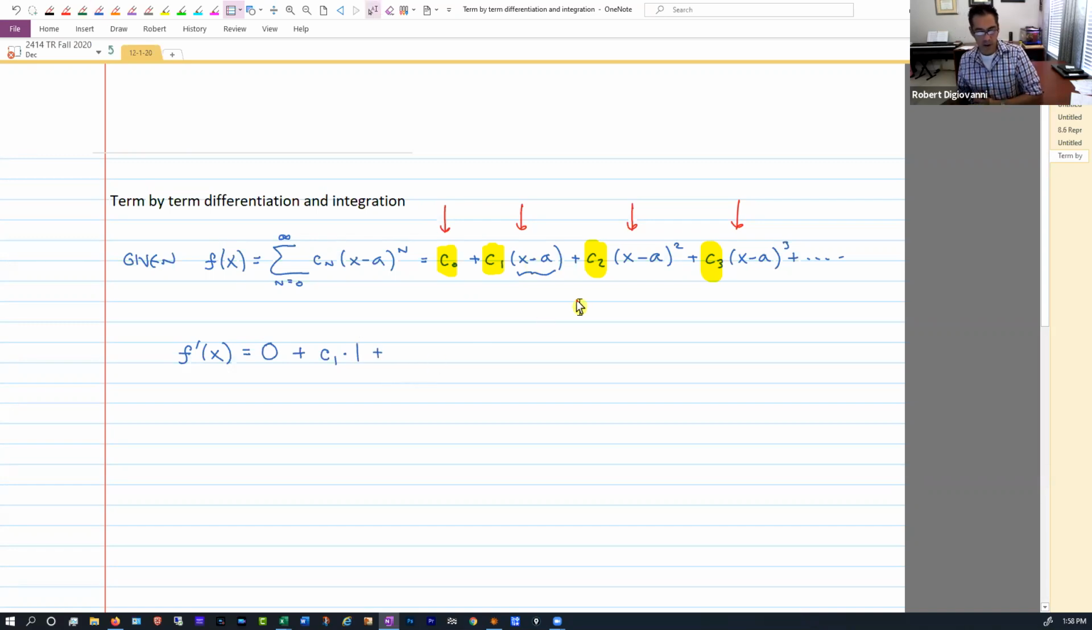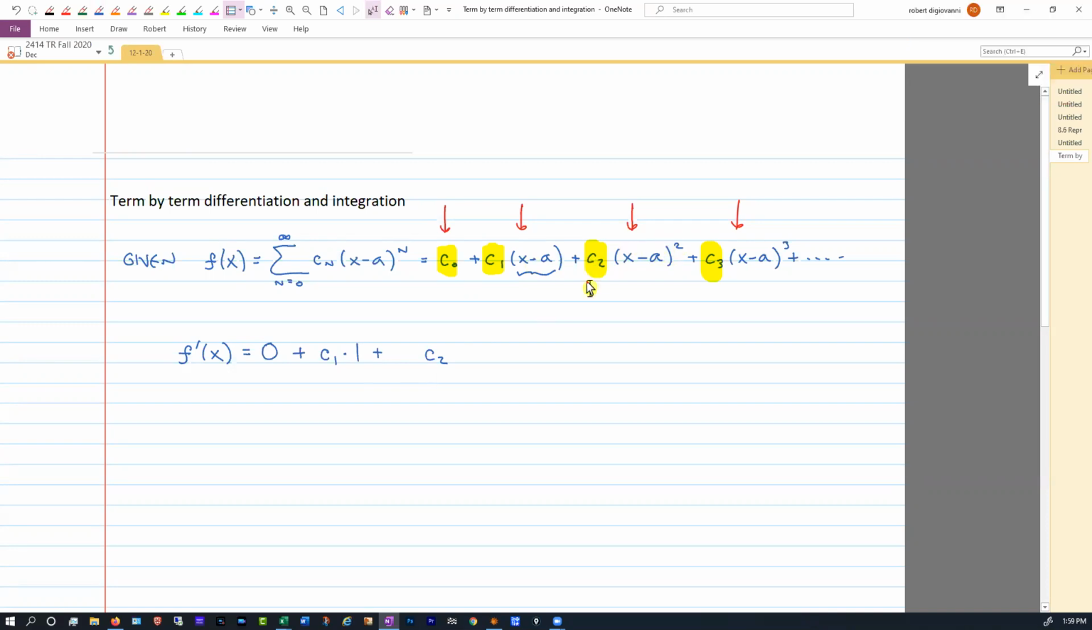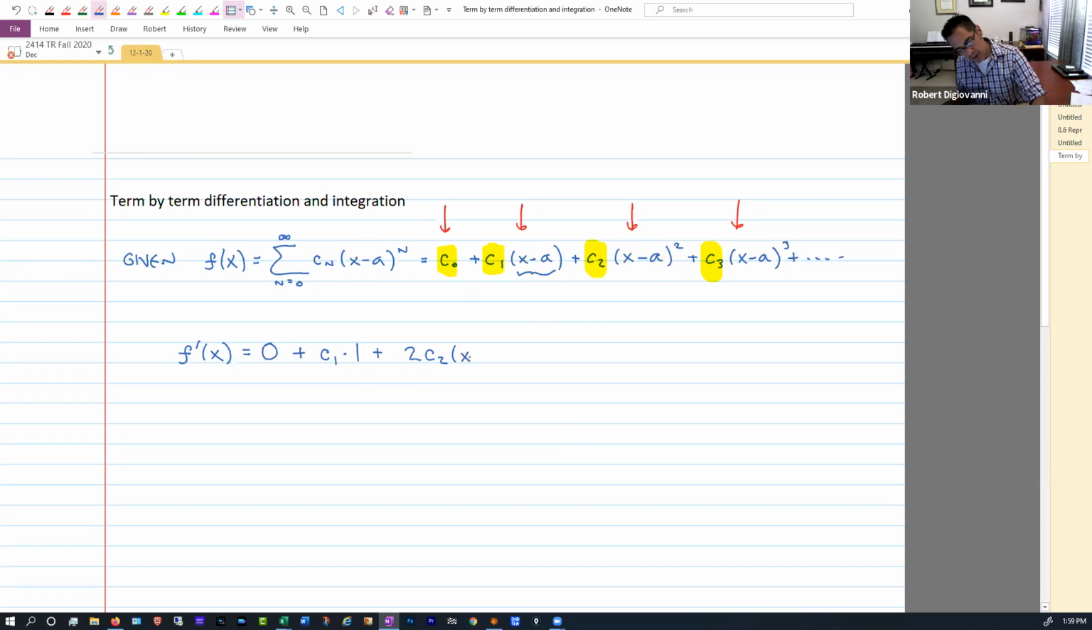Plus, okay, c sub 2 is a constant, so I'm going to leave it out front. And notice I left a gap here for a reason. C sub 2 comes along for the ride. When I take the derivative of this, don't I have to do chain rule? Doesn't that 2 have to come out? Yes. Okay, so let's bring that 2 out. 2, and then I'll have x minus a to the first power, and then times the derivative of what's inside, which we already know is 1.